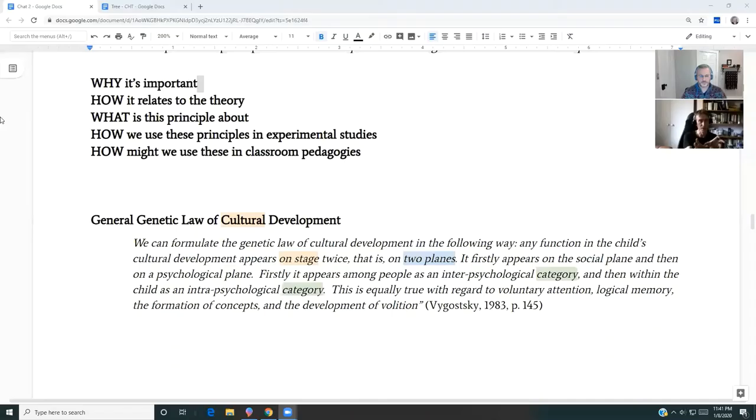Because doing this, I'm identifying the most important characteristic of development, which is contradiction.